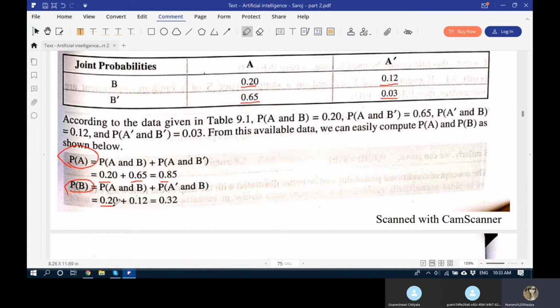So this one, 0.2, is A and B, plus 0.12 is A complement and B. So B probability will be equal to 0.32. So if you perform sum of these two values, you get probability of A, and if you perform sum of these two, you get probability of B.